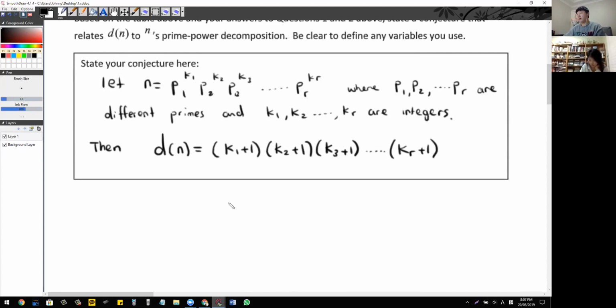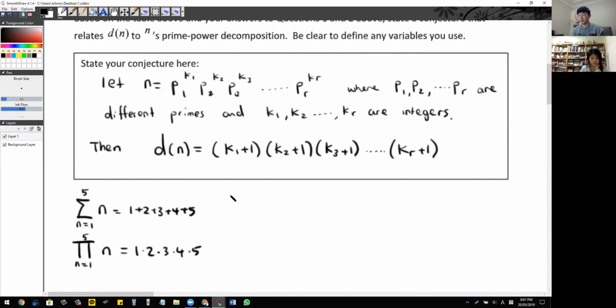There's a better way of doing this. You know what sigma is, right? Sigma is sum. So if you have n starting from 1 and ending with 5, that's equal to 1 plus 2 plus 3 plus 4 plus 5, right? But if you have pi, like really big pi, with n equals 1 and 5 there, this means 1 times 2 times 3 times 4 times 5.